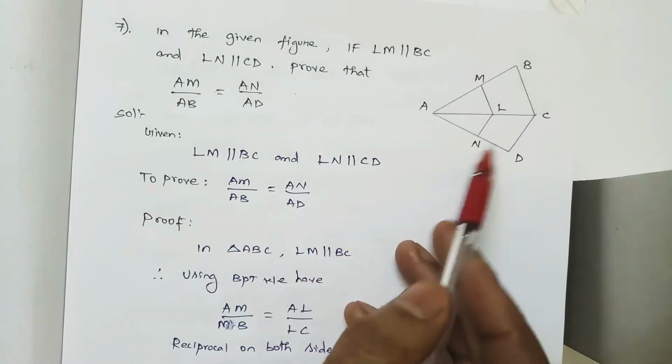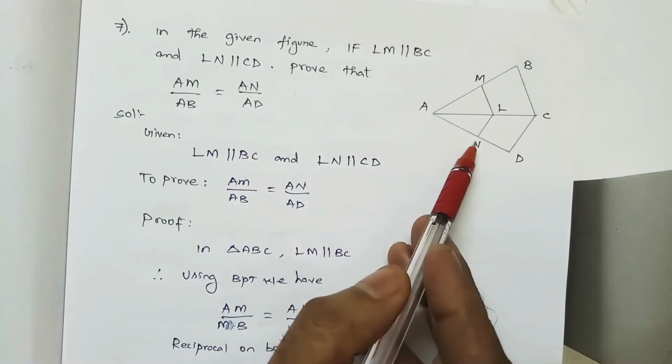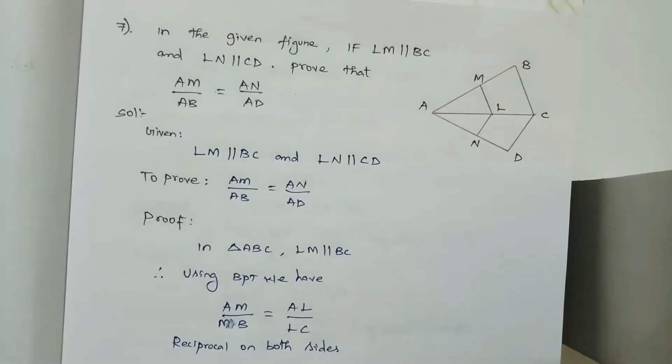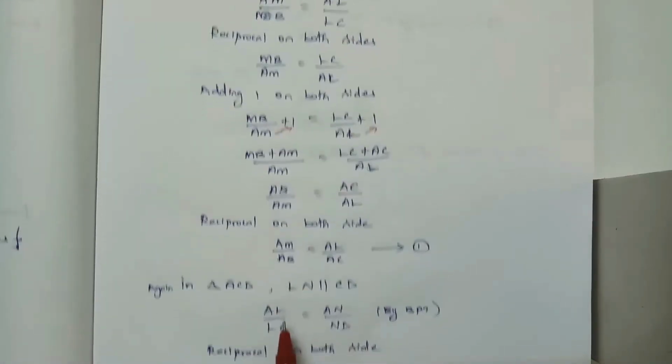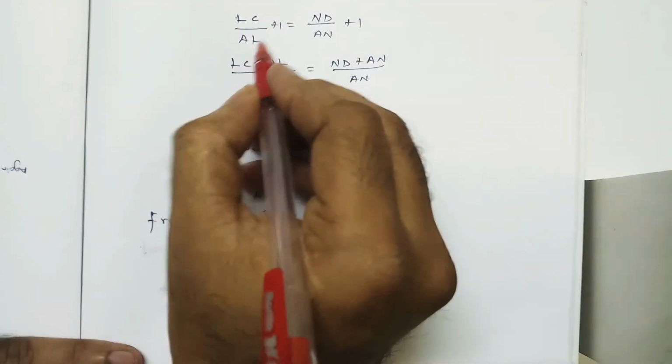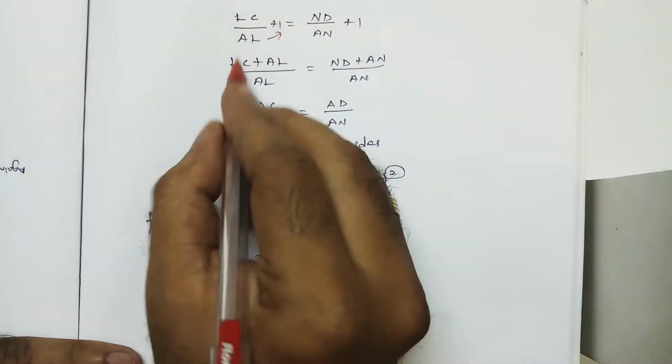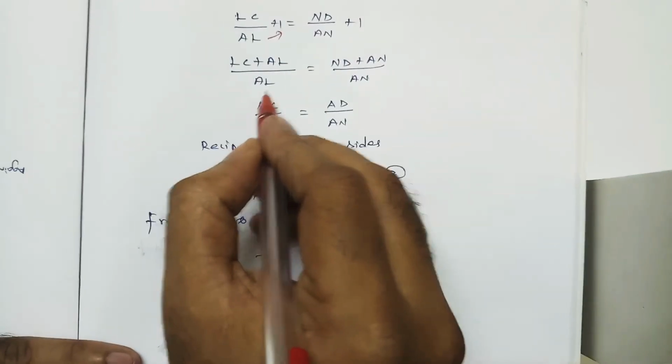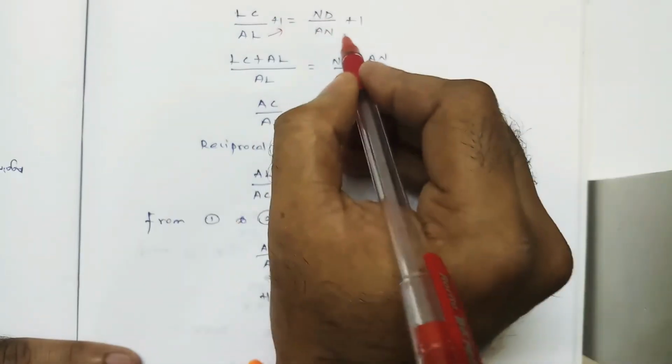Same process. First I am just reciprocating because I need the AN. I'm just reciprocating on both sides. So LC by AL is equal to ND by AN. Adding 1 on both sides, then LC by AL plus 1. Just do the cross multiply. It is nothing but (LC plus AL) whole divided by AL is equal to ND by AN plus 1.